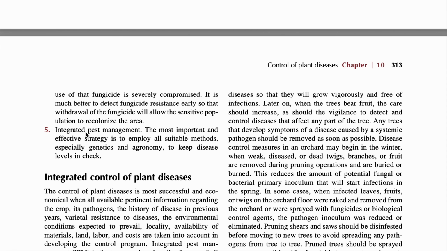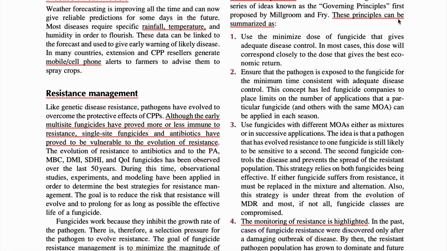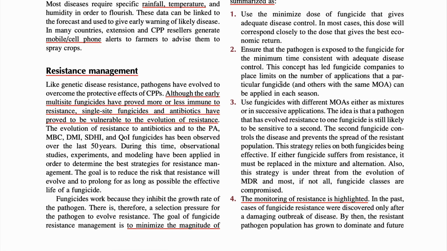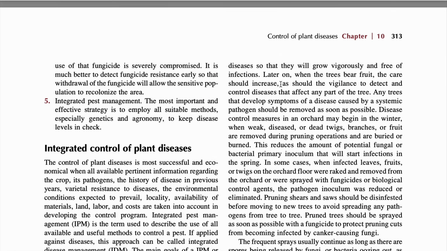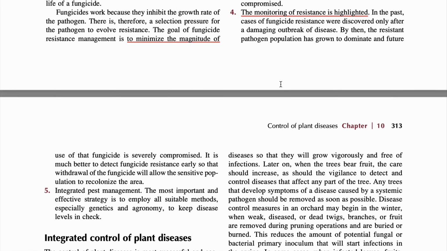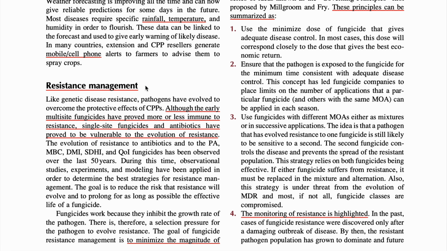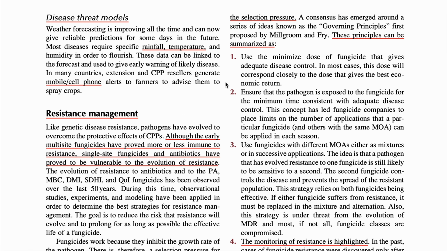And the last one is integrated pest management, the most important and effective strategy, used to employ all suitable methods, especially genetics and agronomy, to keep disease levels in check. These are all the principles that can be used for disease management and resistance management.